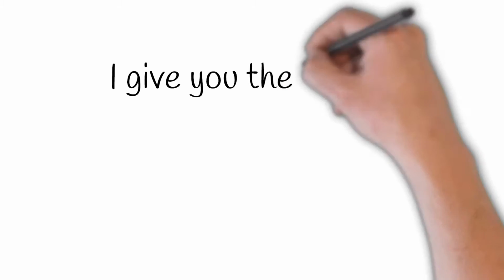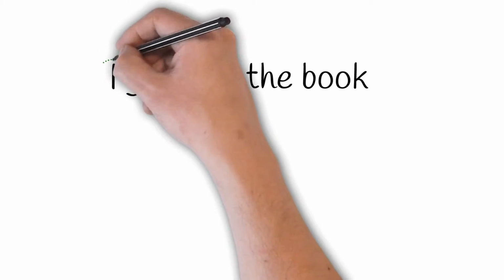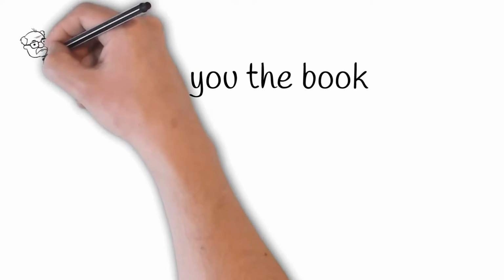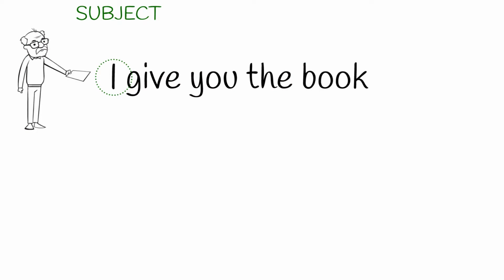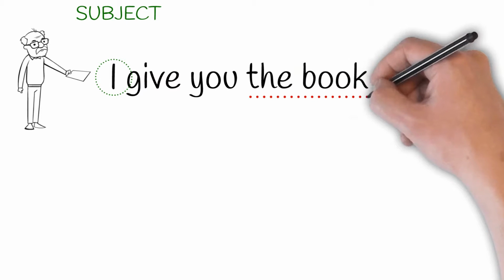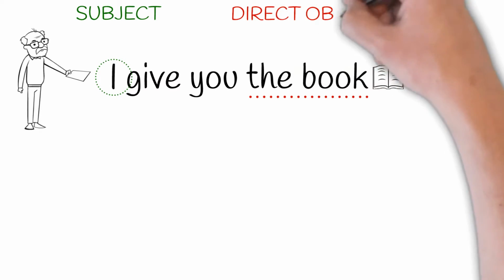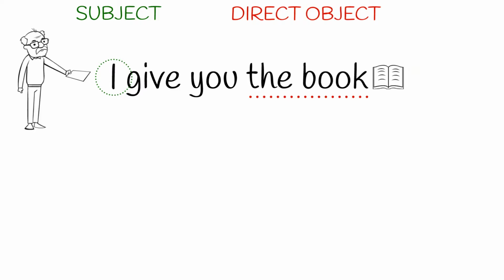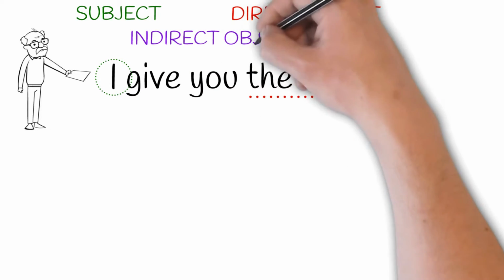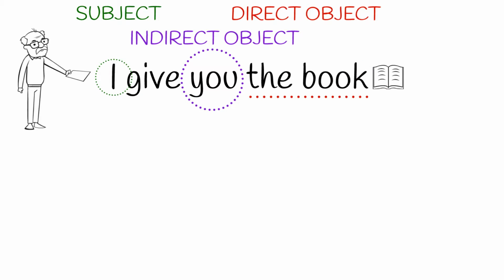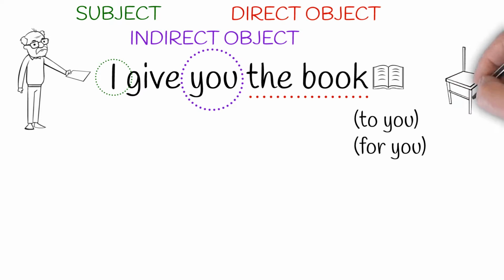Let's have a look at this sentence in English. I give you the book. In this case, I is the active element controlling the verb give, and so it is the subject. And in fact, the book is the direct object, the object which is being controlled by the verb give. It is being given. In this sentence, however, we also have an indirect object, you. We sometimes translate this by to you or for you. And it is an object being affected by the verb, but only indirectly.